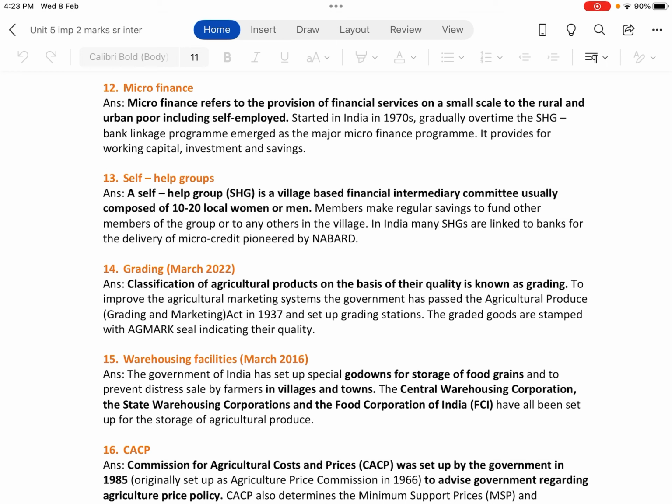A self-help group, SHG, is a village-based financial intermediary committee usually composed of 10 to 20 local women or men. So in a particular village itself, a couple of women or men, mostly women, but it is not a restriction that only women can start an SHG. Even men can start. But most of the women in our country started the self-help groups, and they contribute funds on a rotation basis.